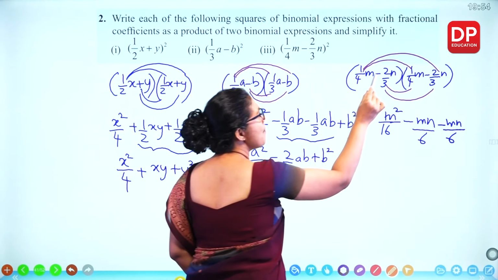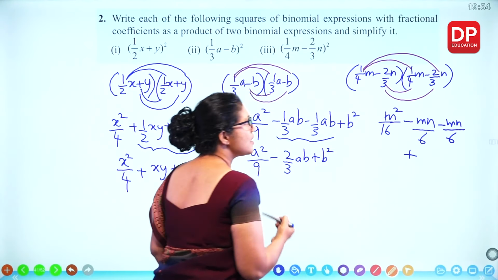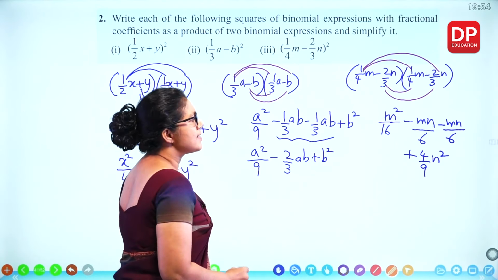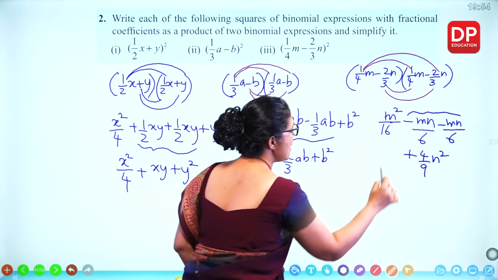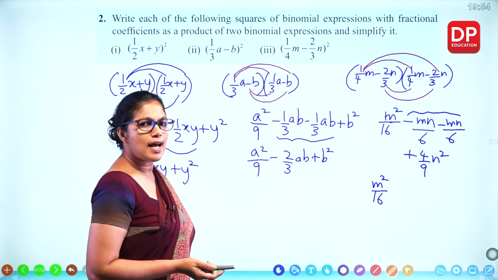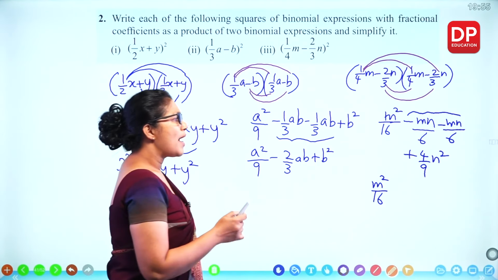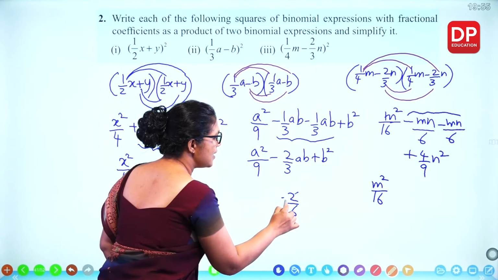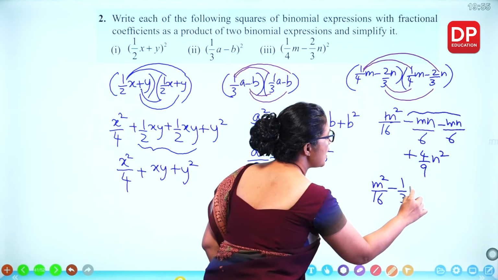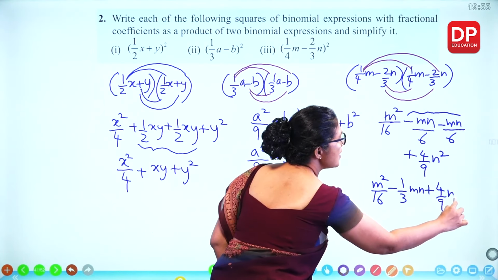What's the last term? Minus 2/3 n into minus 2/3 n. So you get plus 2 times 2 is 4, 3 times 3 is 9, n squared. So you can simplify these two terms and write down m squared over 16 and what is minus 1 over 6 and minus 1 over 6? You get minus 2 over 6. So minus 2 over 6 you can simplify further. You can write down minus 1/3. So you can write down minus 1/3 mn plus 4 over 9 n squared.